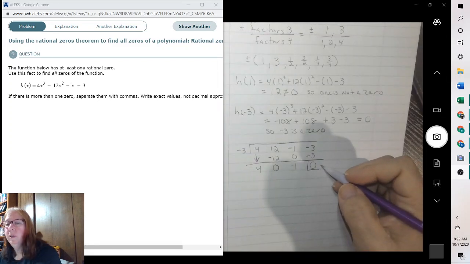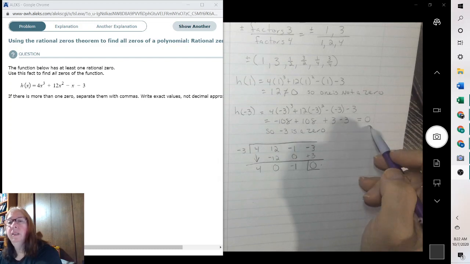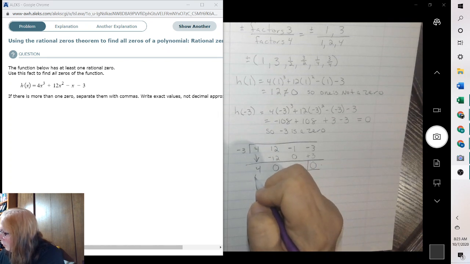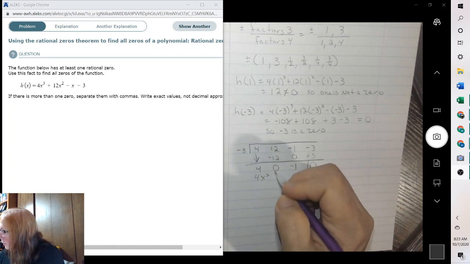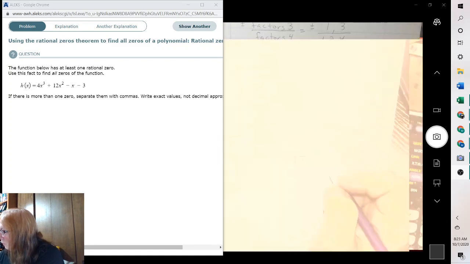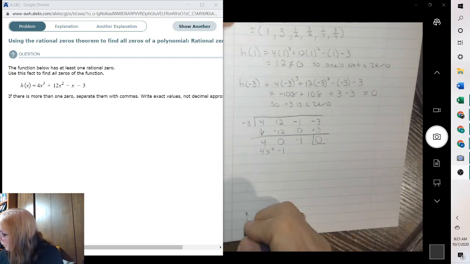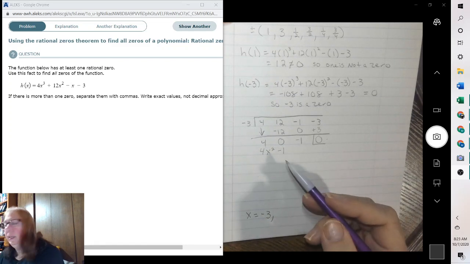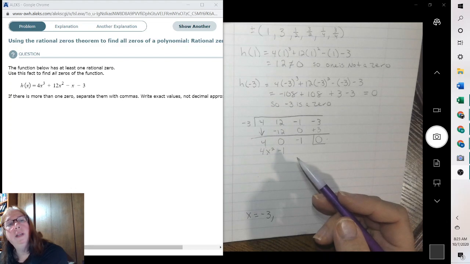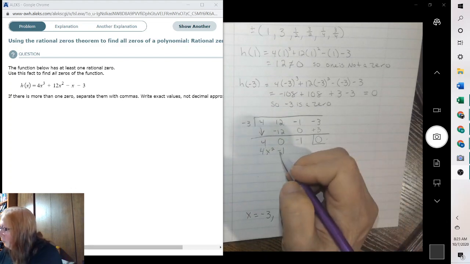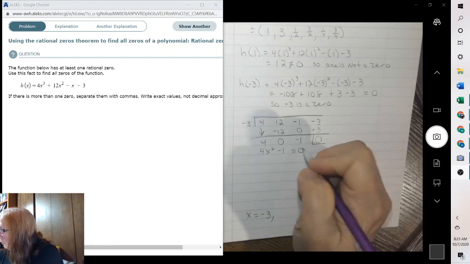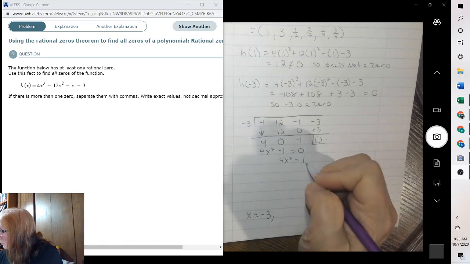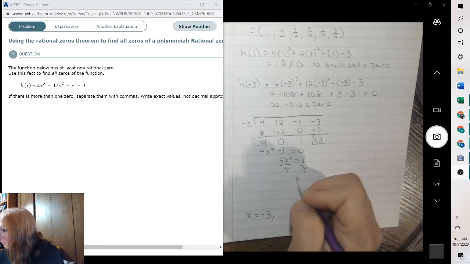If you didn't get a 0 here, you did something wrong because this says it works. This was cubed, so this is squared: 4x squared, 0x, minus 1. So we know one of our answers is negative 3. This one wanted the zeros and not the factors. So then we can just take this and set it equal to 0. Add the 1 over. Divide by 4.